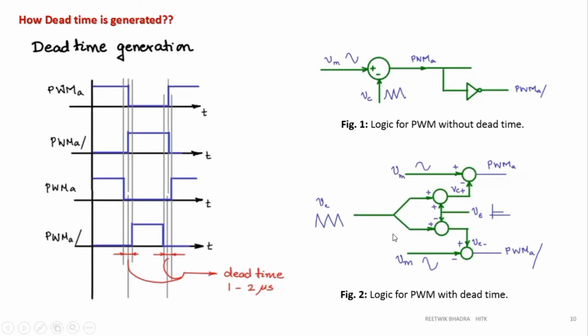So how are we doing this? We are taking a triangular wave and comparing this triangular wave with the sine wave, but we are adding and subtracting a small DC quantity with this triangular wave. We are adding at the top, we are subtracting at the bottom. So we'll get a different waveform from this. VC minus V epsilon will be obtained over here, and over here you will get VC plus V epsilon, and that will be compared with VM to give you PWM A, and in the lower that will be compared with VM to give PWM A bar. So we are including this small DC voltage, that is V epsilon.